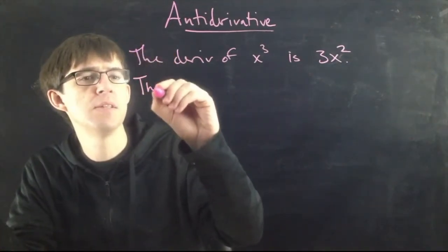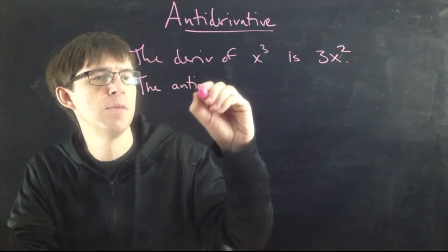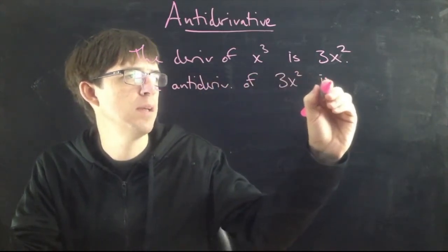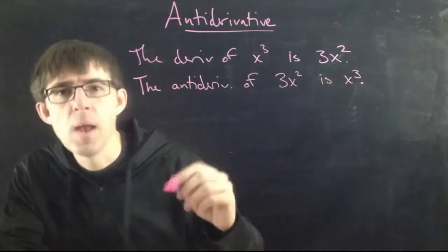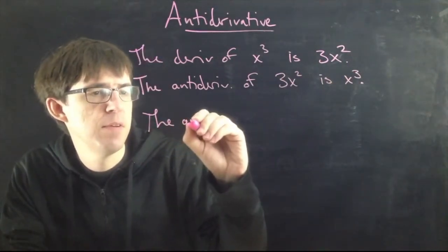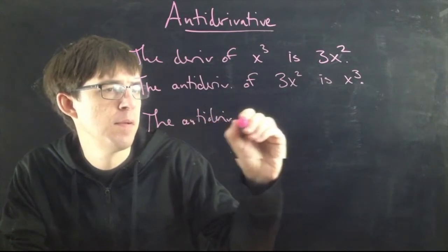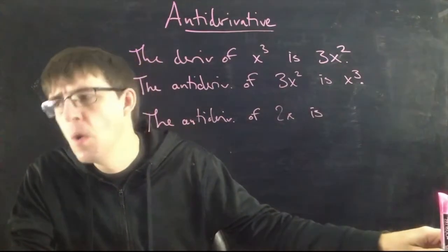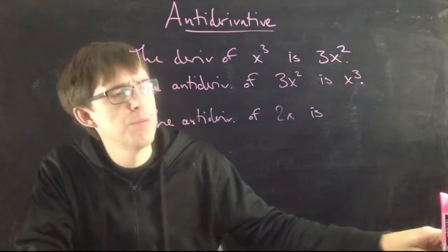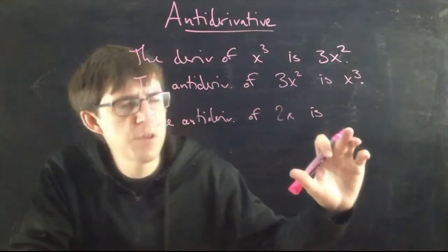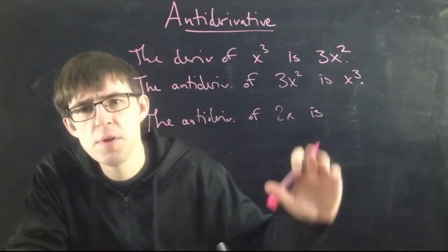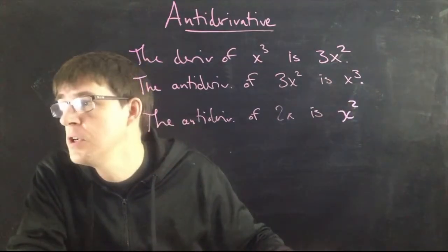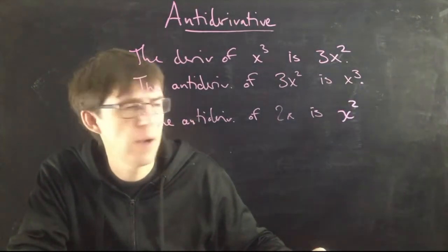So we say, in this case, the antiderivative of 3x squared is x cubed. All right? How about another example? The antiderivative of 2x is... You have to think, what is a function whose derivative is 2x? Do you know a function so that when you take the derivative of that one, you get 2x? I think you do. X squared is a function whose derivative is 2x, right?